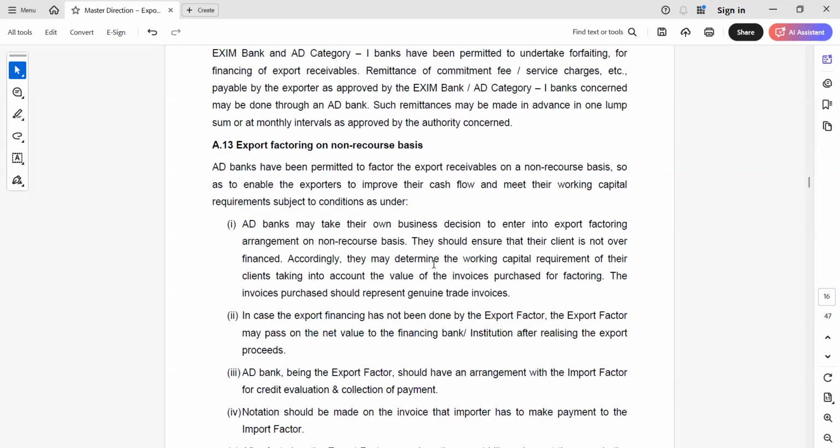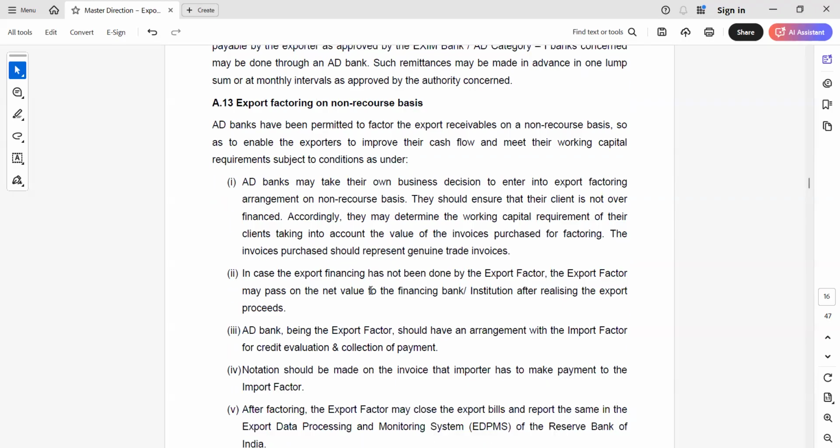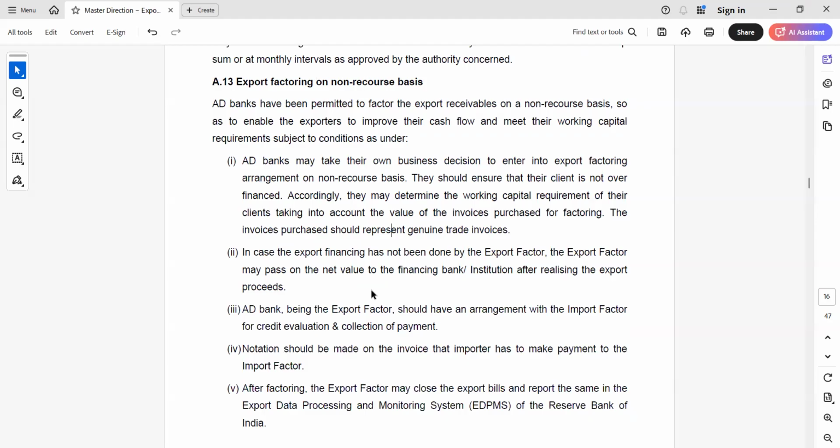Accordingly, they may determine the working capital requirement of their client taking into account the value of the invoices purchased for factoring. The invoices purchased should represent genuine trade invoices. So, friends, in case of factoring, these guidelines are to be followed by the banks. So, a question can be framed from here.